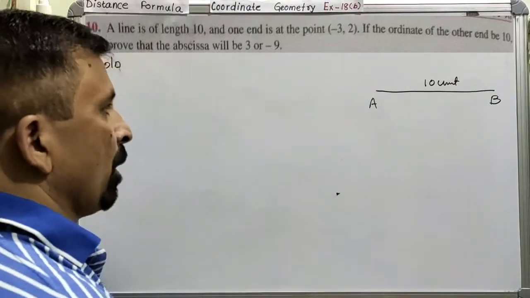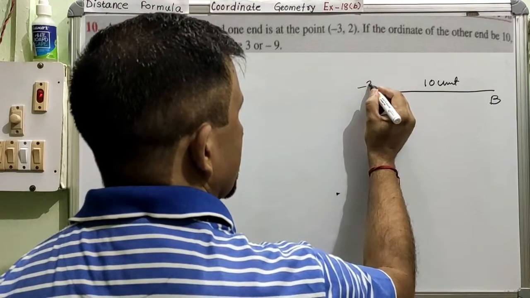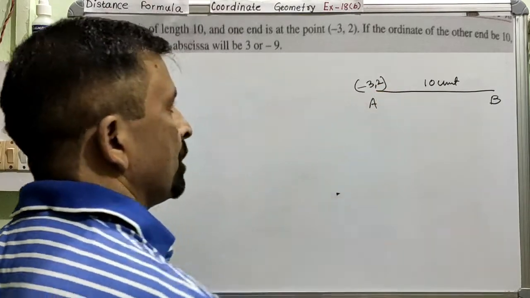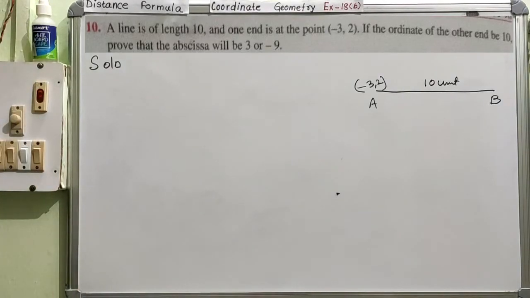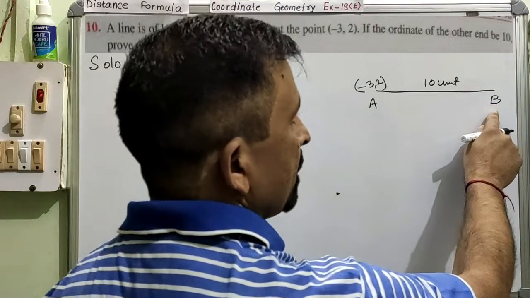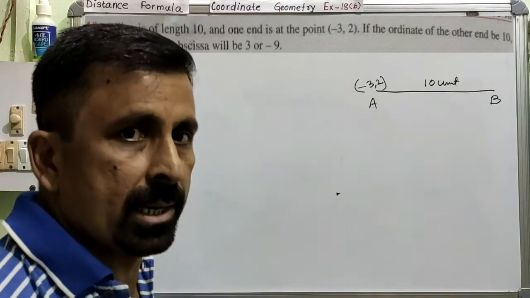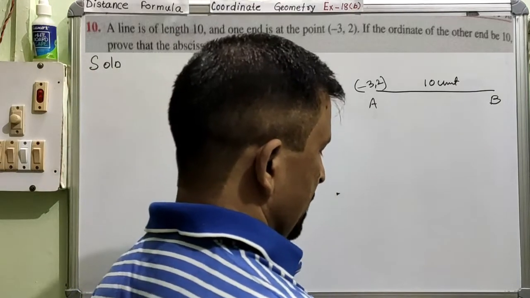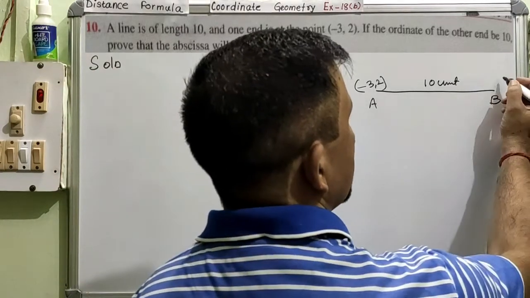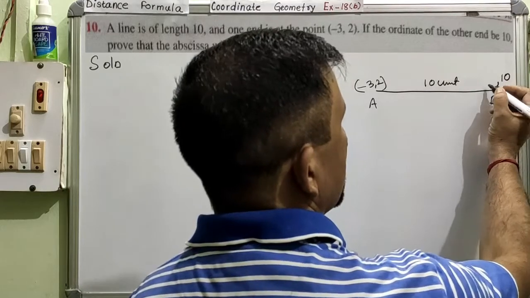And now we also have the coordinate of one of the points. So suppose this point is given. The coordinate of this point is given. Clear? Now another information, you can see the question: a line is of length 10 units, and one end is at the point (-3, 2). If the ordinate of the other end, this B, right? And you know what is the meaning of ordinate? Ordinate means y value. The question says if the ordinate is 10, right?